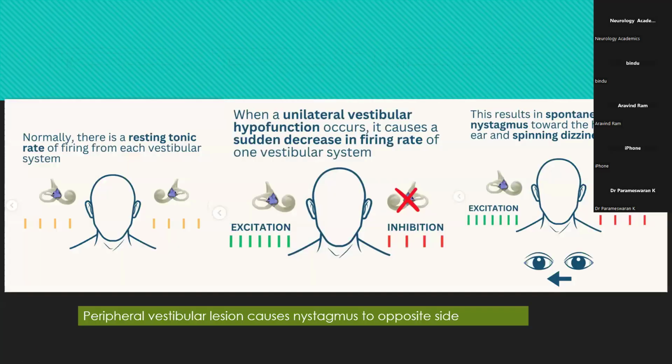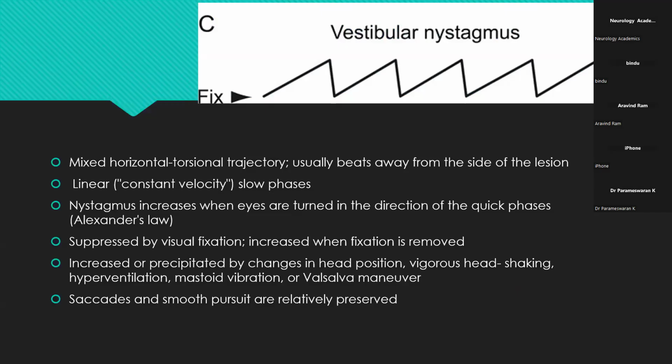From both the ears, there is tonic firing at the resting state. And when there is hypofunction of one ear, in this case the left ear, the right side takes over and pushes the eye in a slow drift towards the left side, that is the lesional side. And the corrective saccade will push the eye towards the healthy ear, so it is away from the side of the lesion. So a peripheral vestibular lesion causes nystagmus to the opposite side. Now some characteristics about this peripheral vestibular nystagmus.